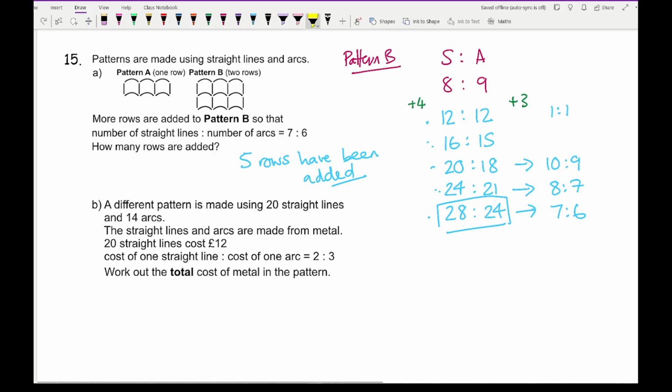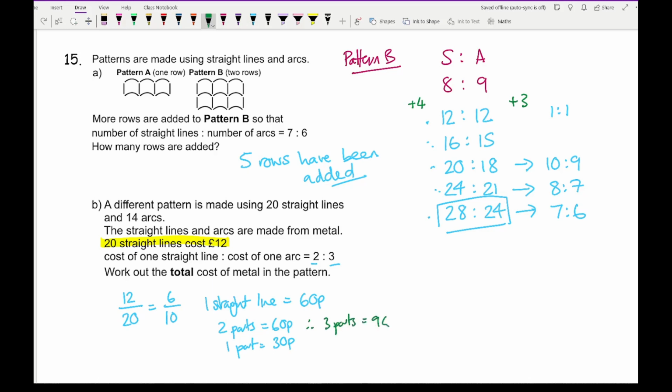So for this, what we first of all need to do is work out what one of the straight lines is going to cost. So here we've got 12 divided by 20, and if I then simplify that, that becomes 6 over 10. So basically one straight line equals 0.6, so it costs 60 pence. Now it then says that the cost of one straight line, which is 2 parts, so here 2 parts equals 60 pence. So that means then 1 part is going to equal 30 pence. I don't know why I've put an S there, so let's get rid of that. And so therefore 3 parts is going to equal 90 pence. So that's the cost of one arc.